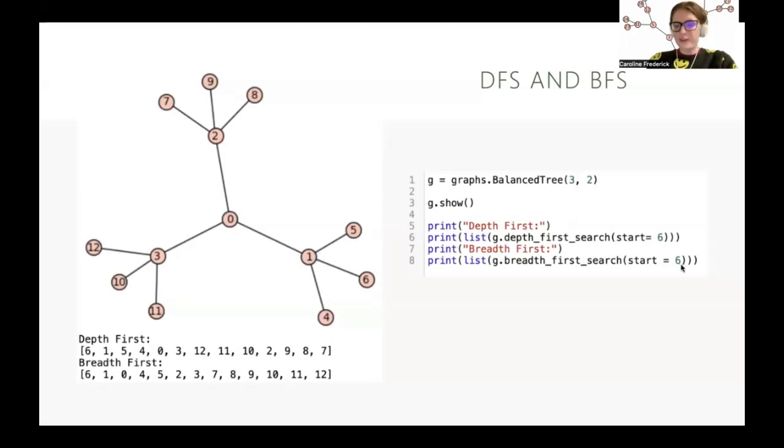And breadth first, we also have that method, and I started it at 6 as well, just to get a better comparison. So here we have 6 goes to 1, because 1 is 6's only neighbor. And then we have all the neighbors of 1, 0, 4, 5, etc., how you would expect the algorithm to work.